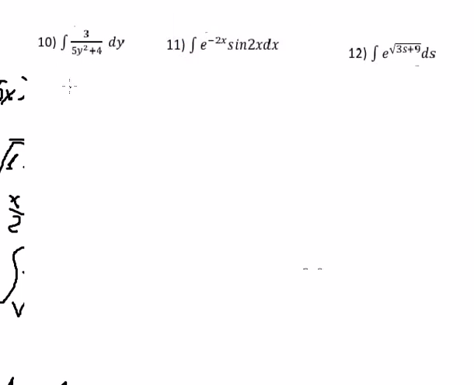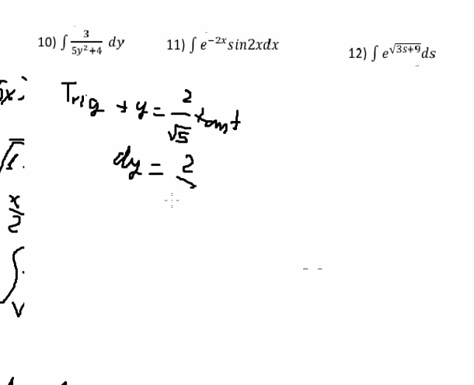About number 10, we will use trigonometric substitution. So we put y equals 2 over the square root of 5 tan t, dy you got 2 over the square root of 5 secant t squared dt.